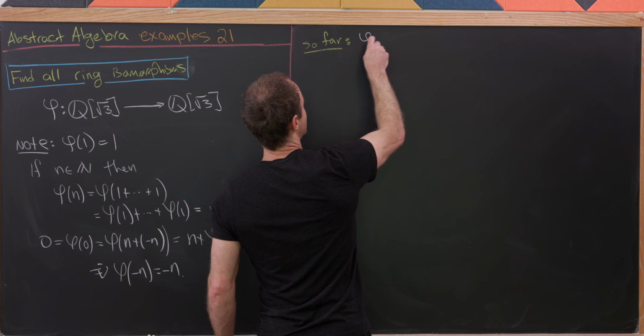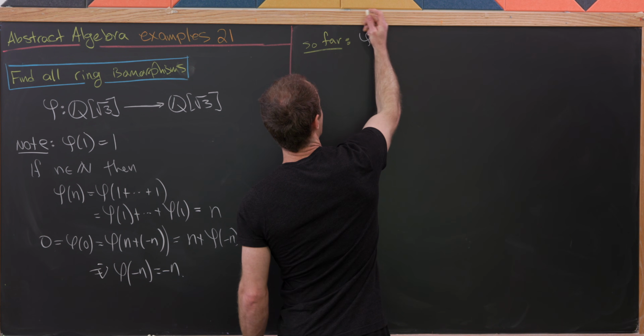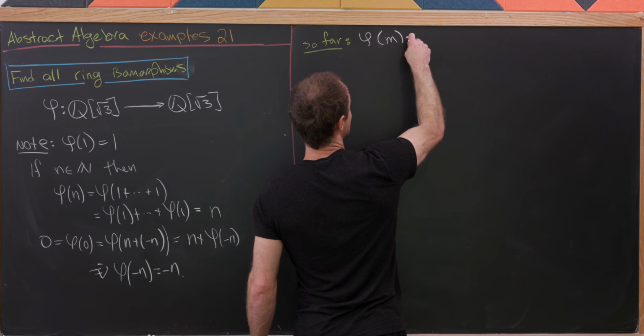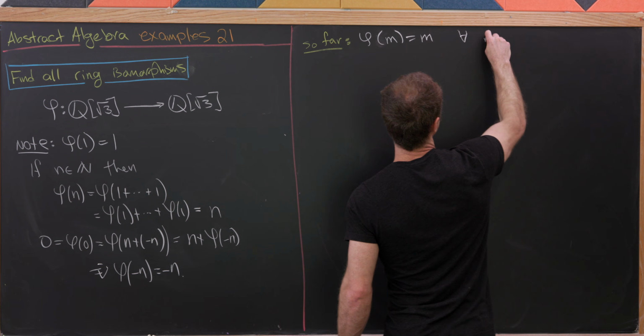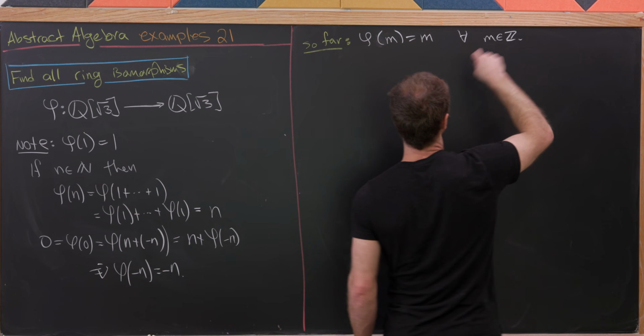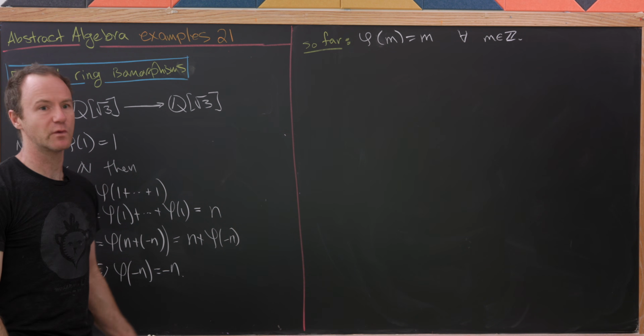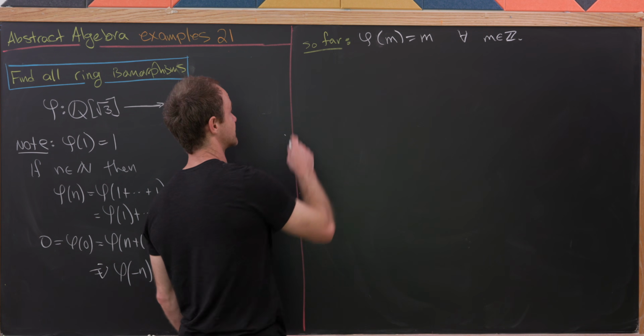We know that phi must map any integer, so let's maybe write the integer as m, to itself. So this is true for all integers m. Okay, great. Now let's see what's happening with reciprocals of integers.